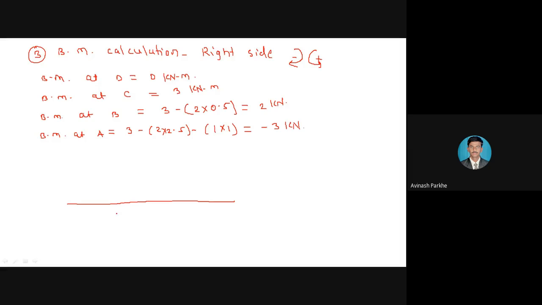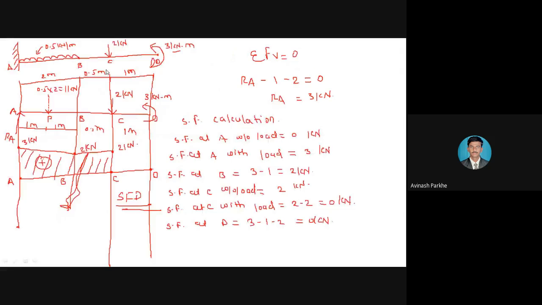Okay, so this is point A, this is point B, this is point C, and this is point D. Starting from point D, it is 0. The bending moment at point C, how much? 3 kilonewton meter. So it is a positive value, and here I have to represent that particular value as positive. Sorry, here we forgot one thing, that is the bending moment at D. A couple is present. We have to take the effect of the couple 2 times.